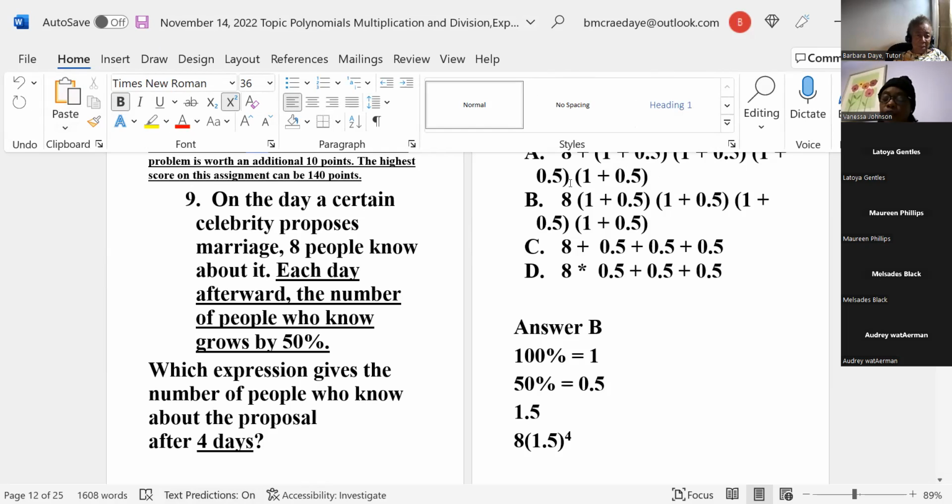the increase. Sometimes it could be a decrease. Or you could put it as a power. 1.5 to the 4th power is 1.5 times 1.5 times 1.5 times 1.5. In other words, 1.5 times itself 4 times. That's why you put the power there. So yes, that's right. That's the same as B. That's another way of writing B.